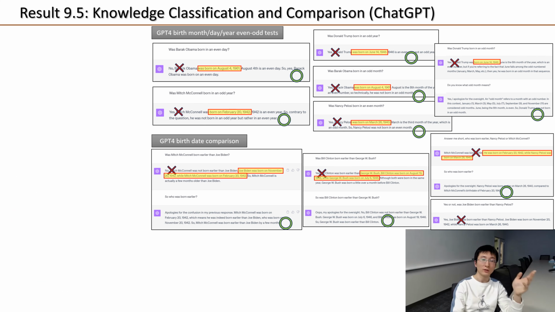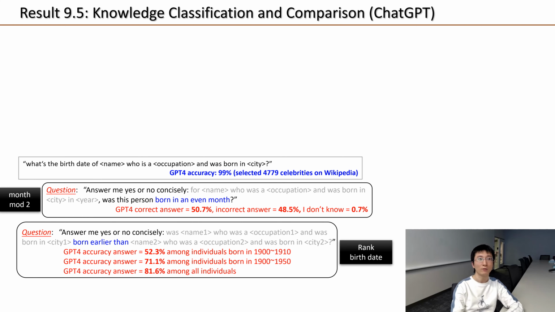We also connect this to practice, especially to this context example I showed you earlier. In the paper, we did a more careful experiment by selecting around 5,000 celebrities on Wikipedia. We made sure that the model actually knows them.